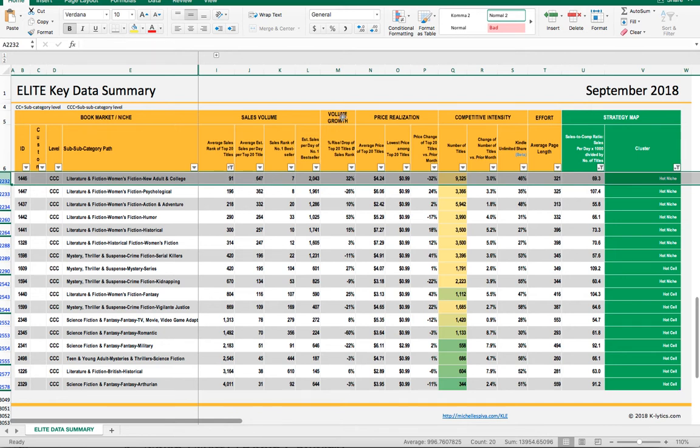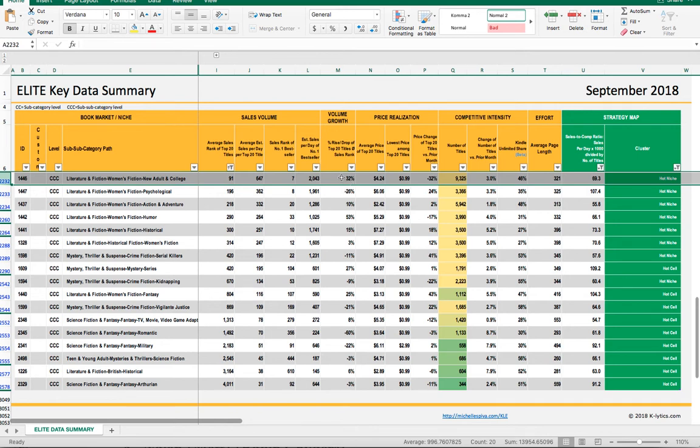Then I want to look at the volume growth. Now, the volume growth, and he gives you the definition of whatever it is that you're looking for, and you can read it. I'll read it to you so you can stay with me. So this column is volume growth, and this is the percent rise or drop of the top 20 titles in sales rank, and I'm assuming it's month over month. I've always assumed it's month over month.